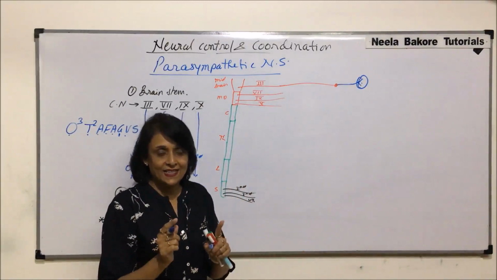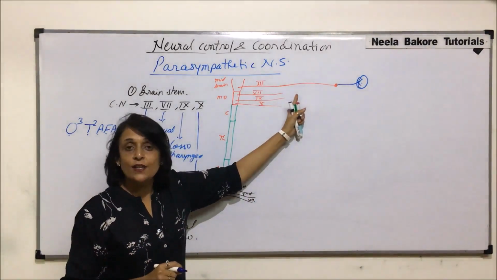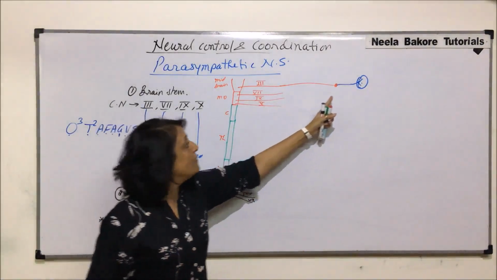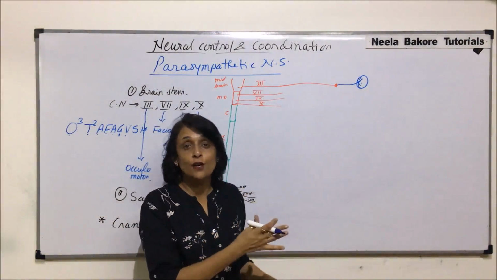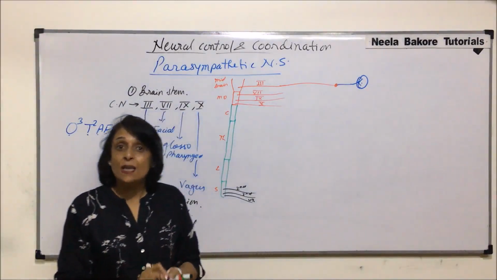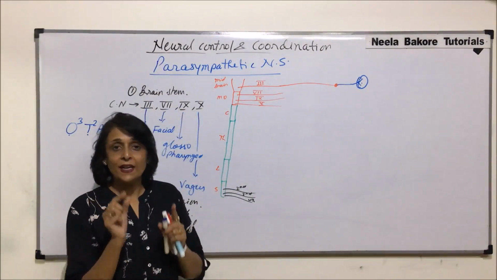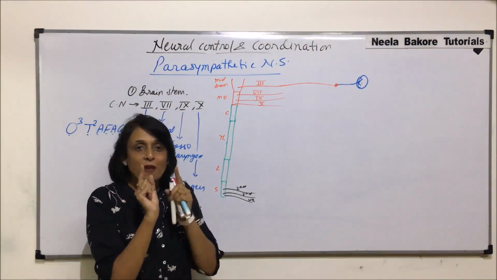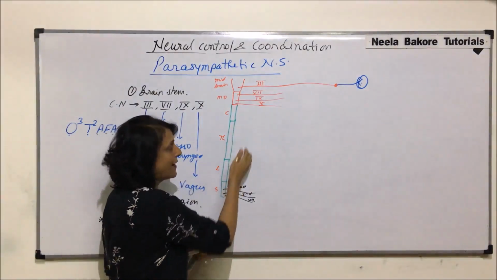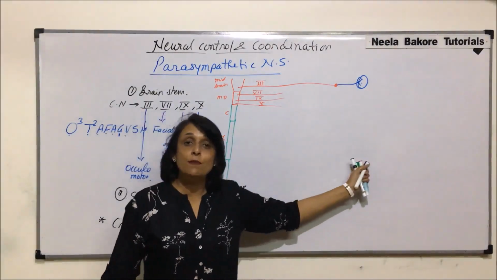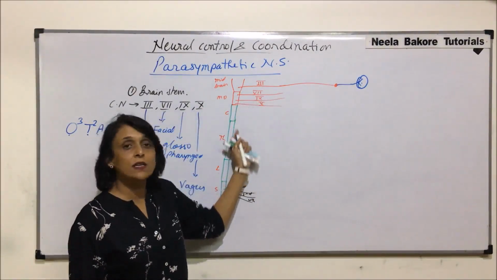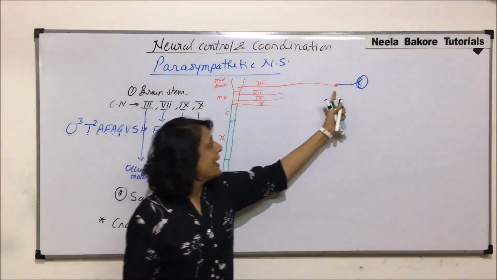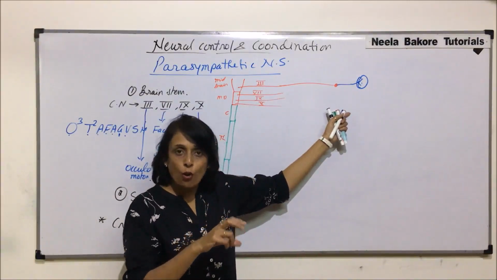So in this case, preganglionic nerve fiber is longer and postganglionic nerve fiber is shorter. It is just reverse of what we saw in case of sympathetic. In sympathetic, preganglionic fiber was very short. Then there was the trunk here and the post fiber was very long. In this case, preganglionic nerve fiber is long. Ganglion is very close to that organ.